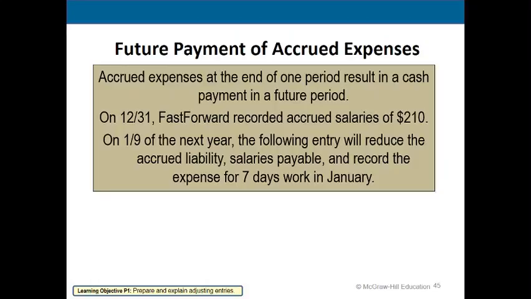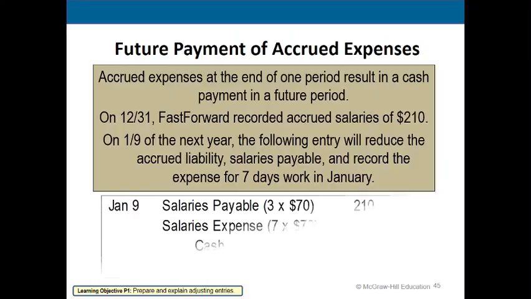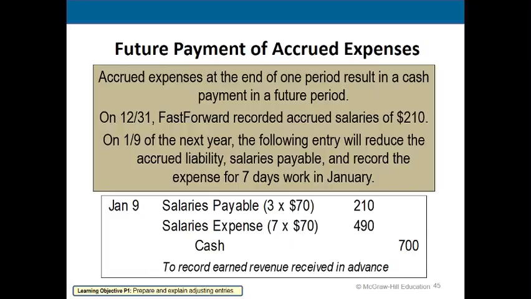Now, that next year, just continuing the example, when you pay this, you're going to pay it with other amounts owed during that next year. And so you're going to debit the salaries payable for the 3 days that you accrued as an expense. And you're going to have a salaries expense for the other 7 days accrued during that new year. And of course, your credit would be to cash.